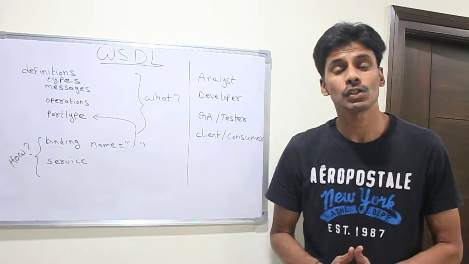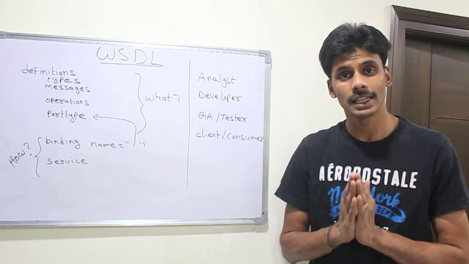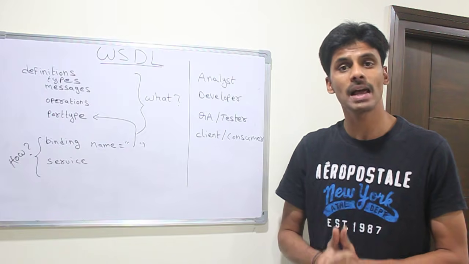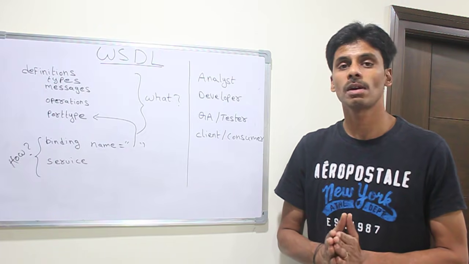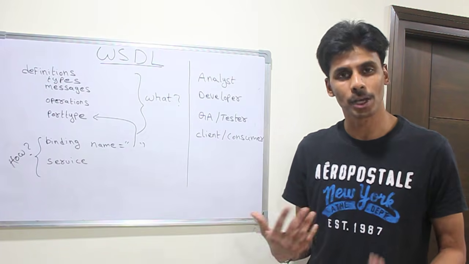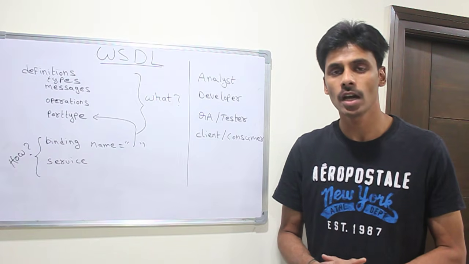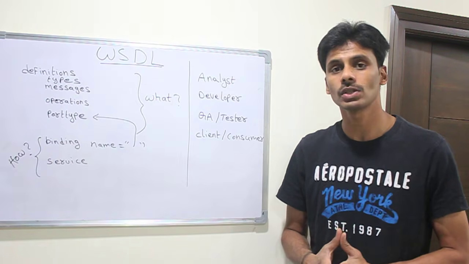The WSDL file stands for Web Services Description Language. It is an XML file. Since it's an XML file, it can be easily read by humans as well as tools like WSDL to Java, WSDL to .NET, etc., which can generate stubs out of this WSDL file.